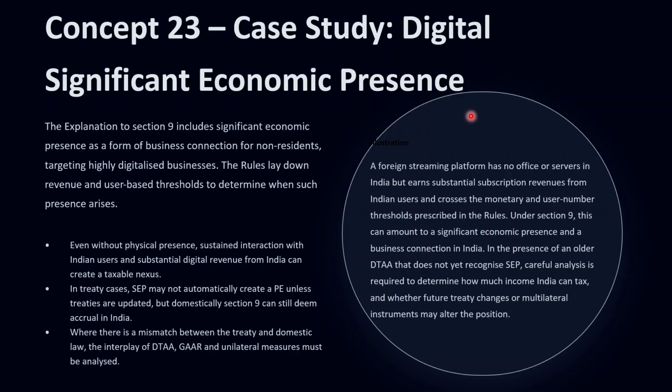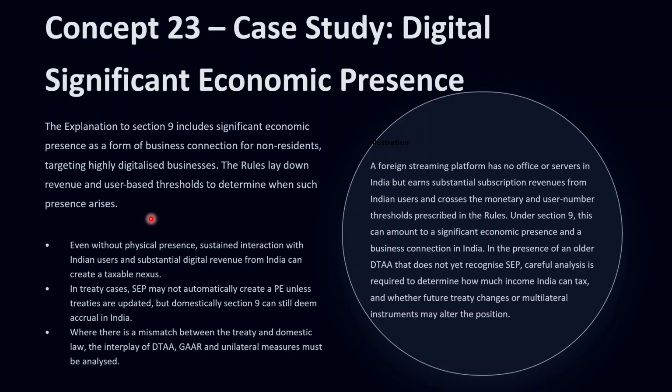So as you all know, the explanation to section 9 expands the business connection to include significant economic presence of a non-resident in India, even without a traditional physical presence. The significant economic presence can arise through transactions in respect of goods or services or property carried out with Indian users, or through systematic and continuous soliciting of business activities or interaction with such users, subject to monetary thresholds.